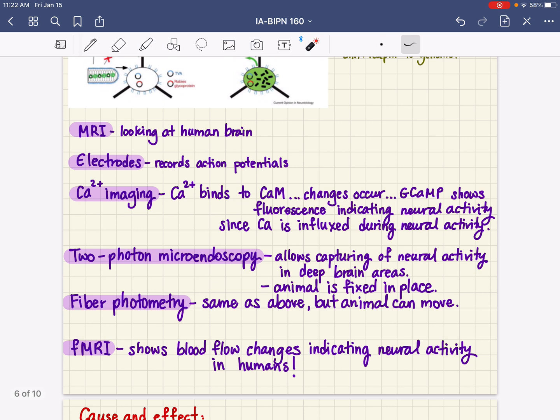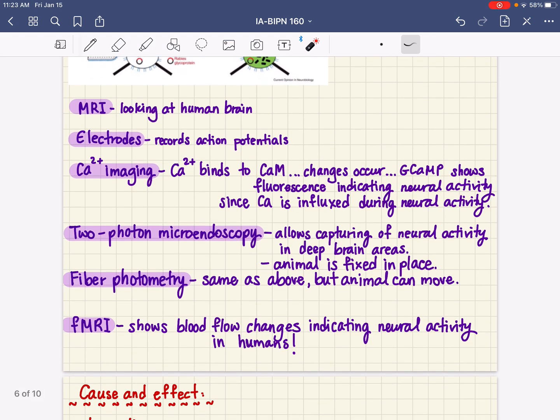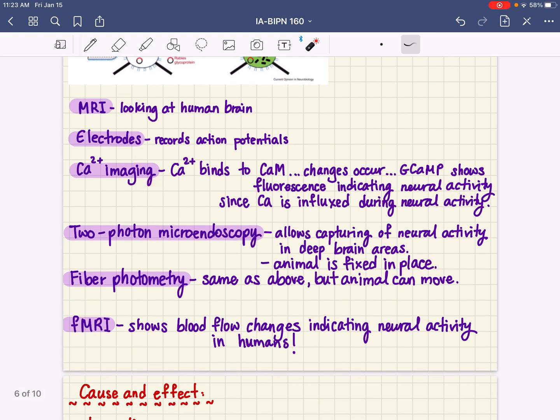Okay, so let's get back to electrodes. So electrodes are able to record action potentials when they happen. And as we learned, if action potentials are happening, then the neurons are active, right? There's some kind of neuronal activity going on. So if on the test you're asked, how can you tell if there is neuronal activity? Just say that you will use electrodes. Okay?